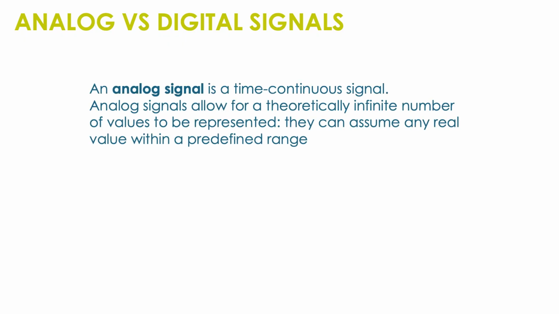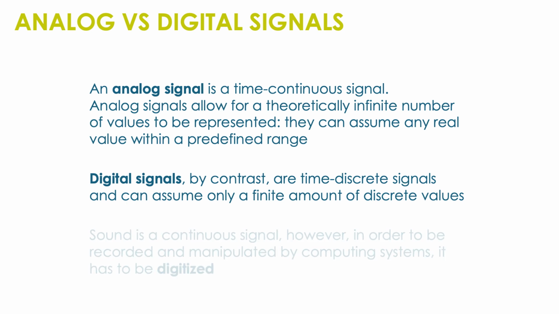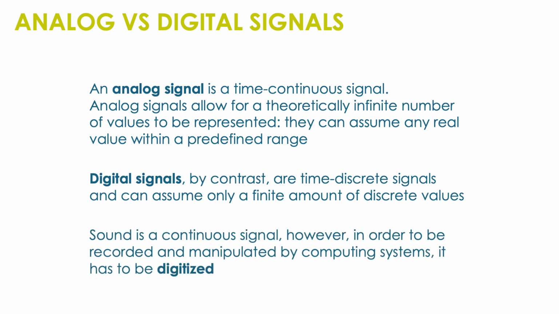Now signals can be analog or digital. Analog signals can assume any real value within a given range and are basically time continuous. In contrast, digital signals vary within a finite set of discrete values in discrete time steps. Sound, being continuous, must be converted to digital form for storage and manipulation. This conversion process is called digitization, and it involves two main steps, the sampling and the quantization.